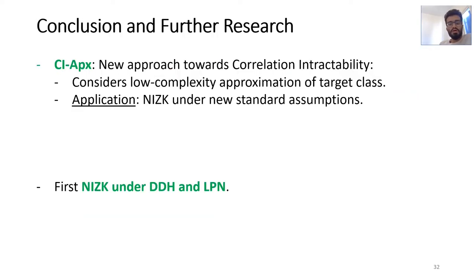So let's conclude. We show a new notion of CI for approximable relations, and we show that we can get NIZK from standard assumptions through this new notion. In particular, we get the first NIZKs under DDH and LPN.